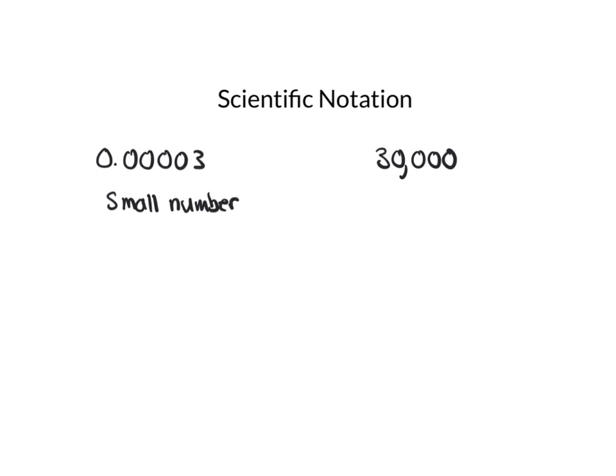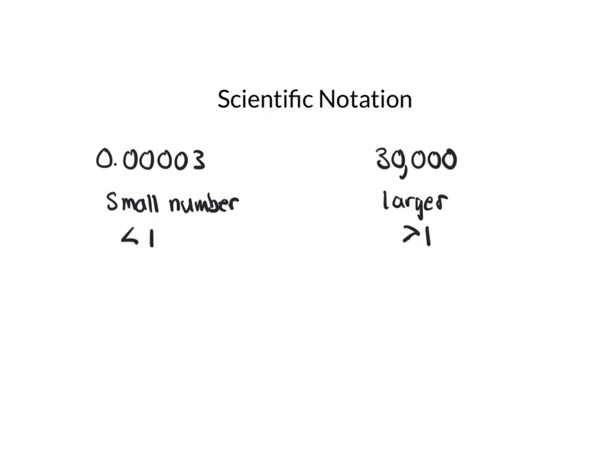Scientists often use numbers that are very, very small or very, very large. An example of a very small number might be 0.00003. An example of a large number might be 30000. This small number, notice, is much smaller than 1. And this large number is much larger than 1.